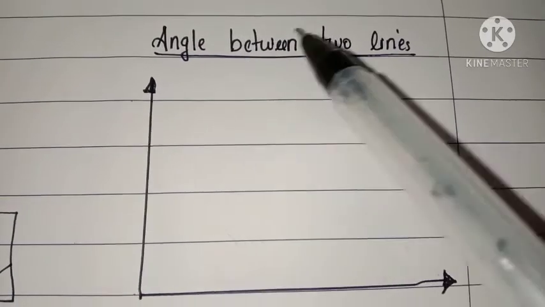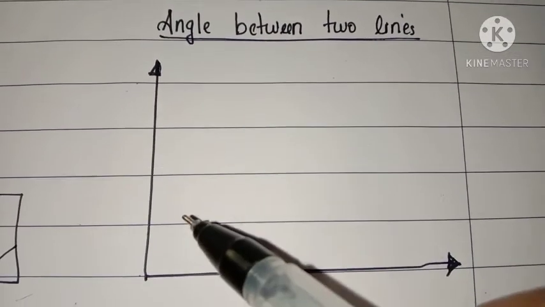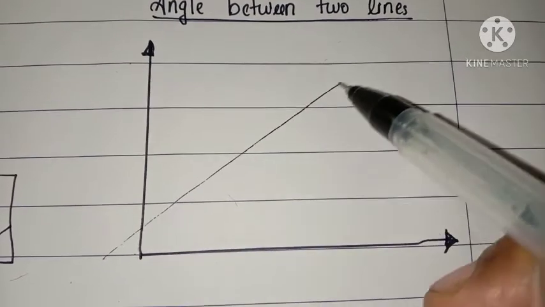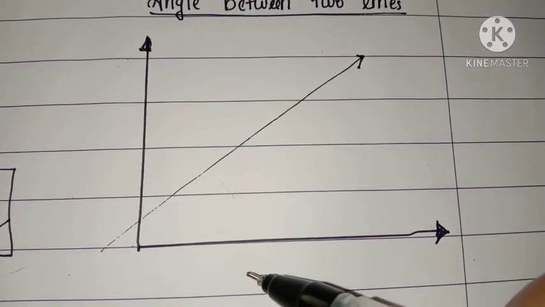Now see angle between two lines. Suppose we have two lines L1 and L2.